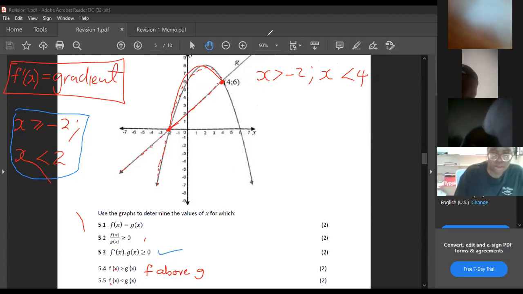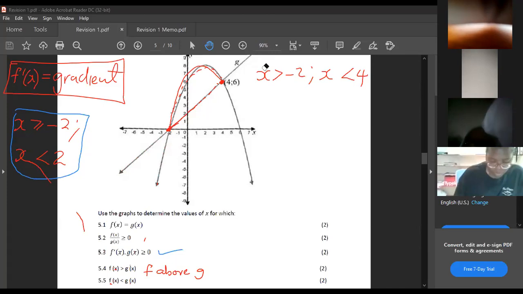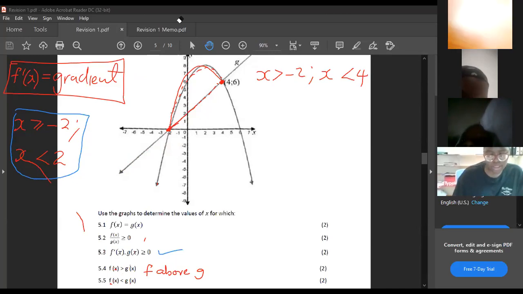F below g, okay? How did you see that g is above f? All right, someone is saying, how did you see that? Okay, we're going here, where f is below g, that means g is above. So when you're saying g is above, look at the line, it's literally straight on the graph.